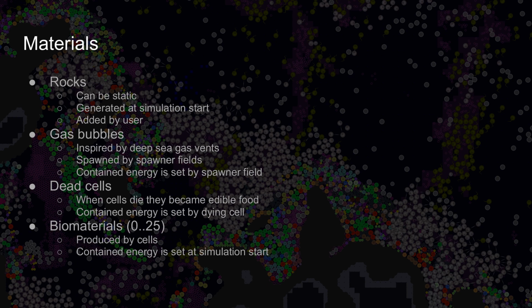The third type of object is dead cells. These are once living cells that died for one reason or another. These also contain energy inside, decided by the circumstances of cell death. The fourth type of object is biomaterials. There are 26 of them, numbered from 0 to 25. These materials are produced and can be broken down by living cells. Each type has an energy value associated with it, set during world generation at the start of the simulation.